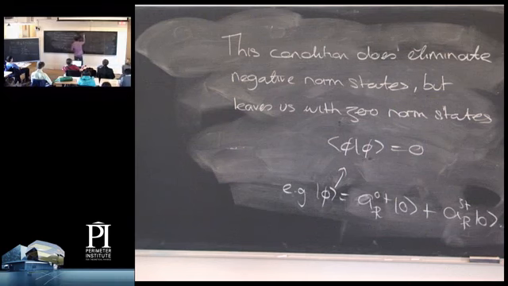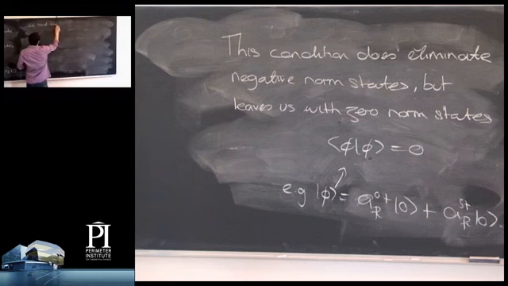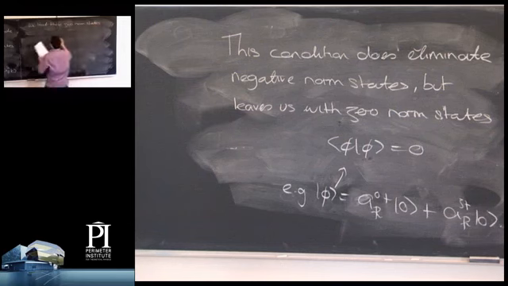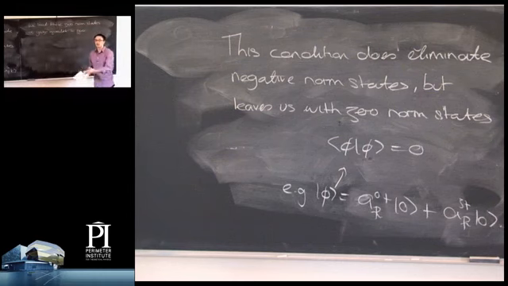Okay. So we treat these zero norm states as gauge equivalent to 0, which means if we have a physical state and we add to it any zero norm state, it's a different state in the Hilbert space, but we view it as the same physical state.